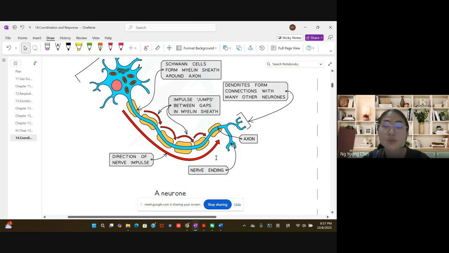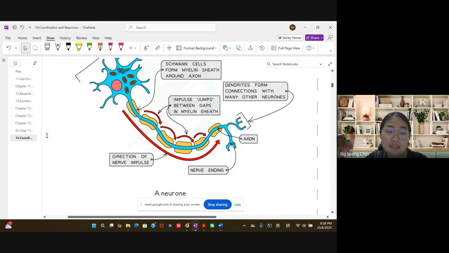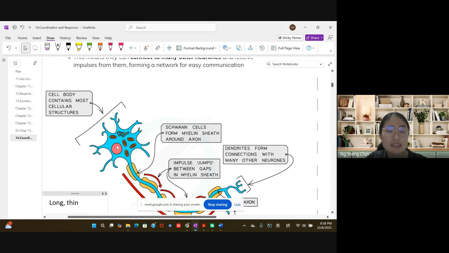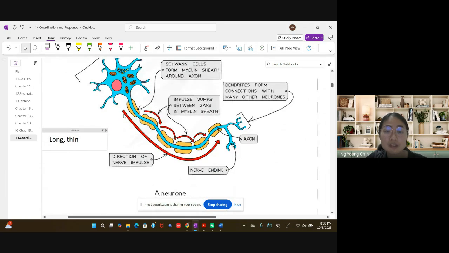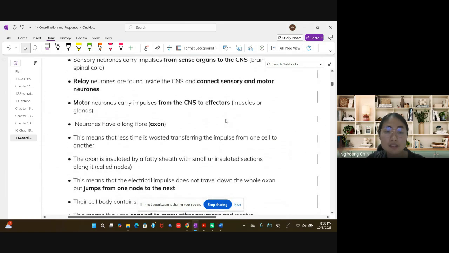When you know about this structure, if the exam asks you to describe the structure, how will you do it? You can say that a neuron is a long and thin cell. It is very long and thin. Then the structure contains the cell body. There is also a fatty layer sheet that surrounds the axon, so it causes an impulse to jump from one gap to another gap in the sheath. So these are neurons.